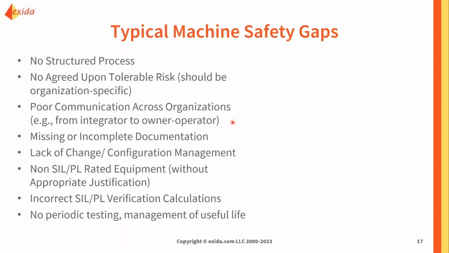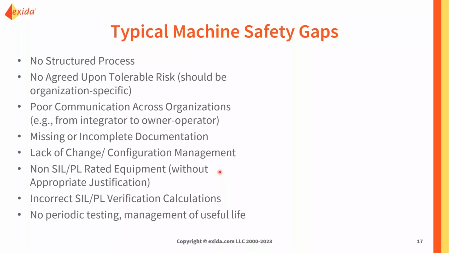Some other typical issues that we see are poor communications across organizations. So looking at that poor integrator or system provider handoff with the owner operator, not having complete documentation, missing procedures, missing risk assessment reports, missing validation and test reports. All of those are pretty common trends. We also can look at a lack of change or configuration management. And we've got a specific case study on that I'll jump to on the next slide to talk about that in a little bit more detail. But this is a major issue I've seen with a number of machine safety applications.